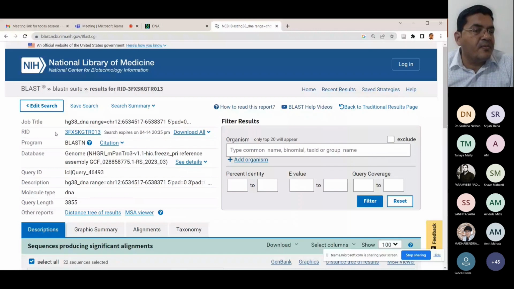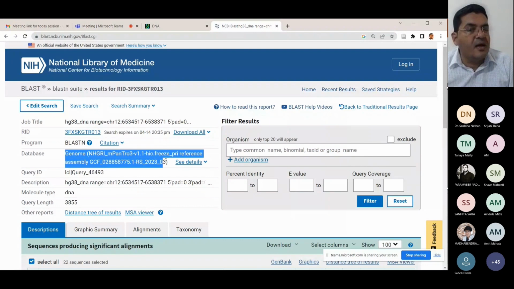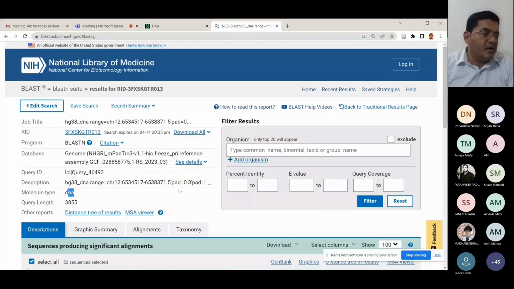Then, of course, the program you're using is BLASTn or nucleotide blast. Then the database where you're searching is Pan troglodytes 3, assembly number 3, right? Then you have the query ID, which is also generated here. Description is the same as what you've given in your def line. Molecule type is DNA. You didn't specify at any point that you're giving DNA, but it identifies it as DNA. Query length is 3855 bases, right?